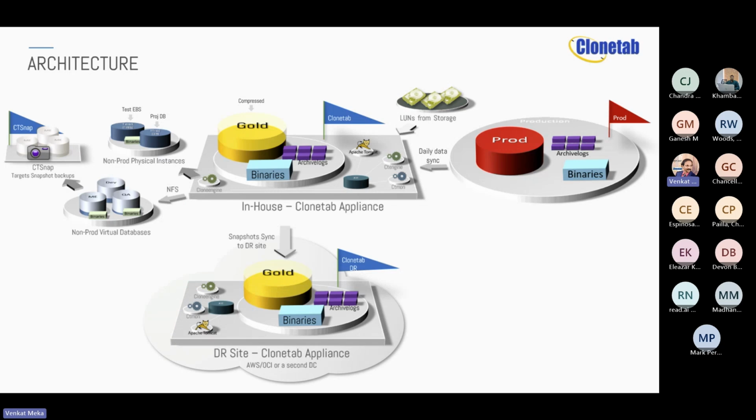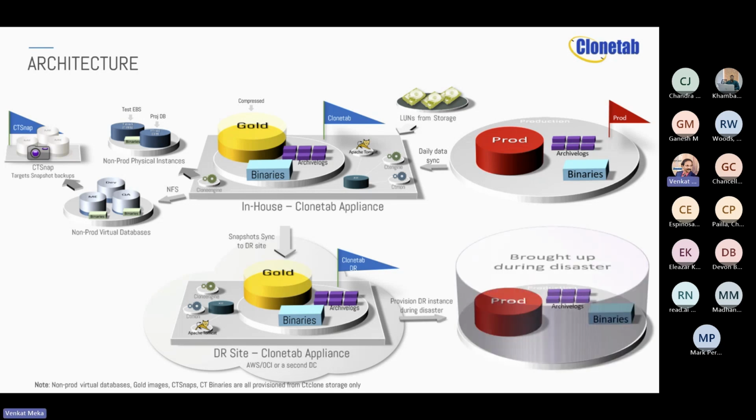Now this entire appliance can replicate itself to a second data center or a different zone on the cloud. That way it can be used for your DR purposes as well. So assuming your production went down, Clonetab can bring up your production equivalent in the form of disaster recovery EBS environment, again in less than maybe an hour or so. If you have not applied any patch, typically that is what it is. But then if you have applied some patches and you have not done any regular sync, then probably it could take about 2 hours or so. But it's really very fast.